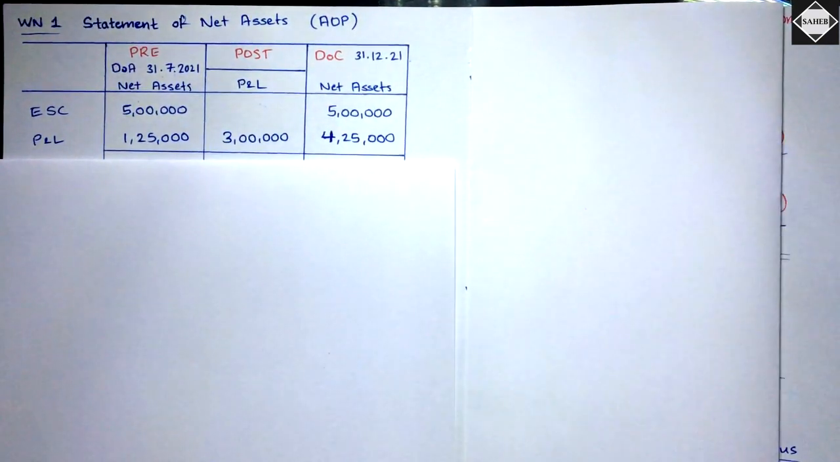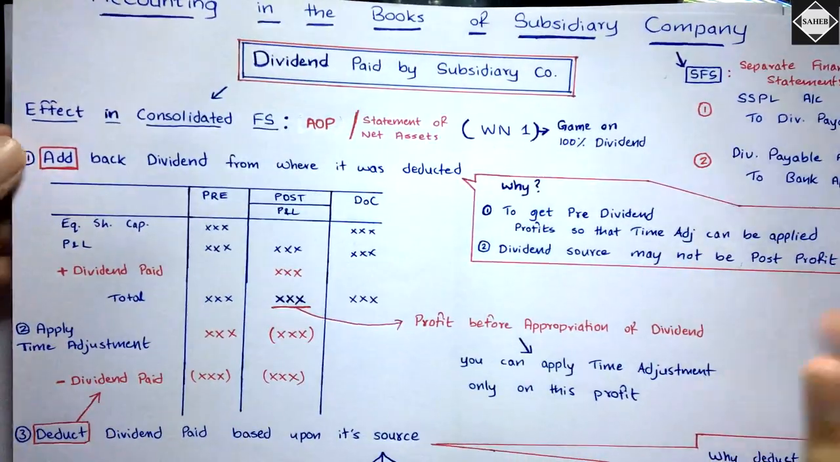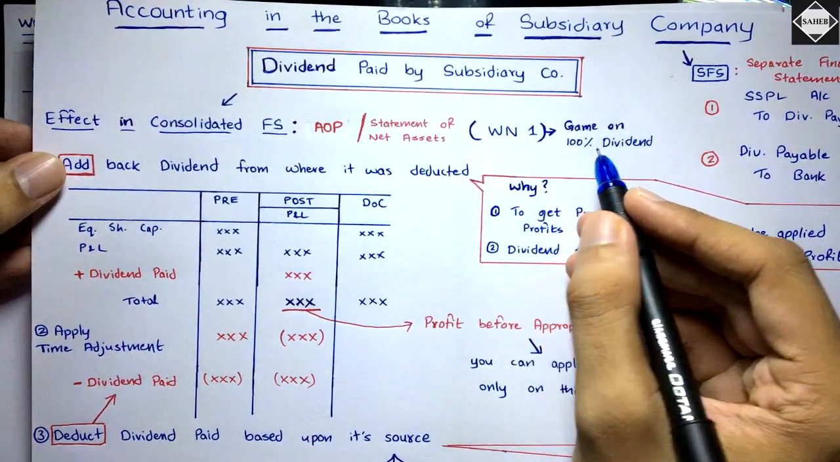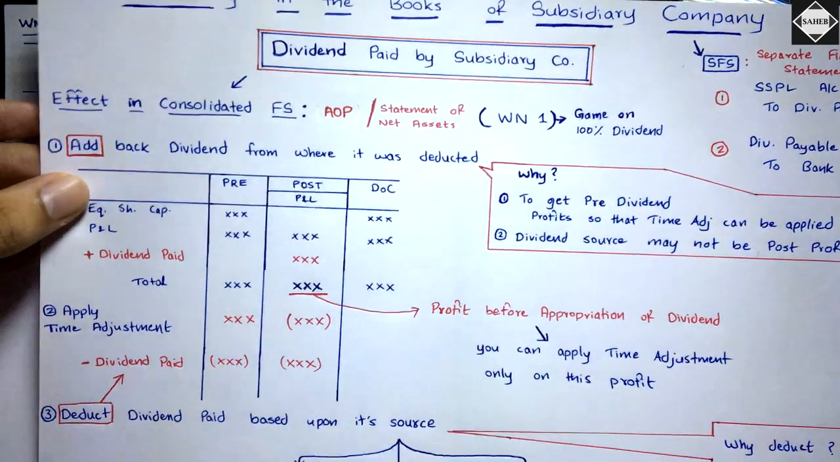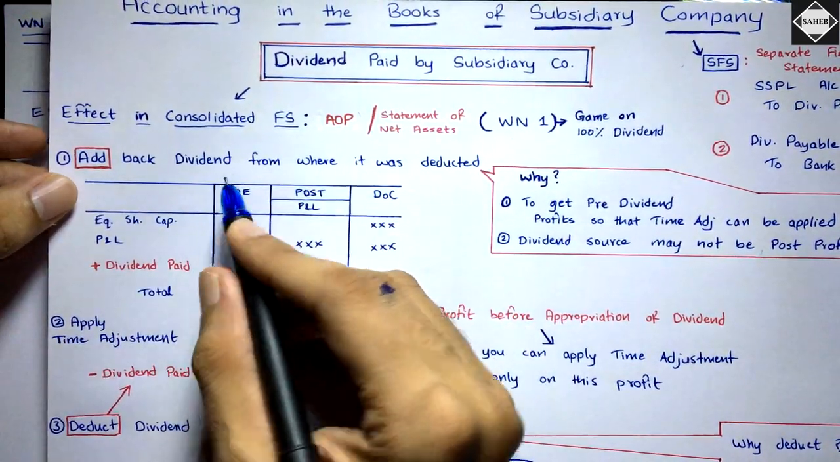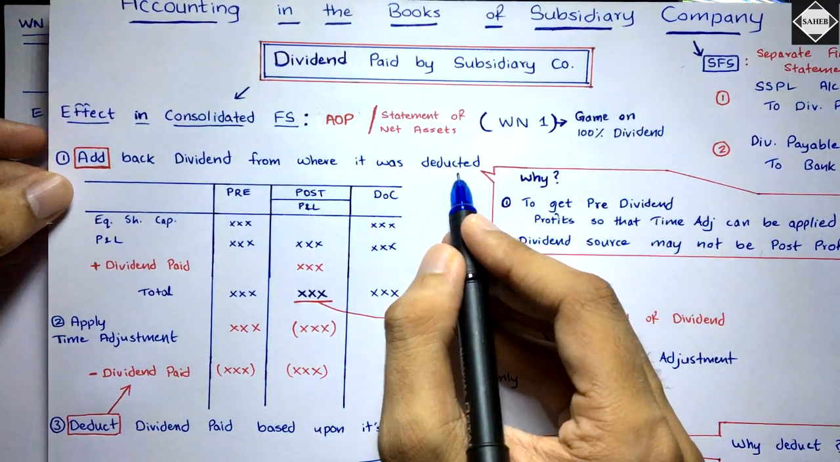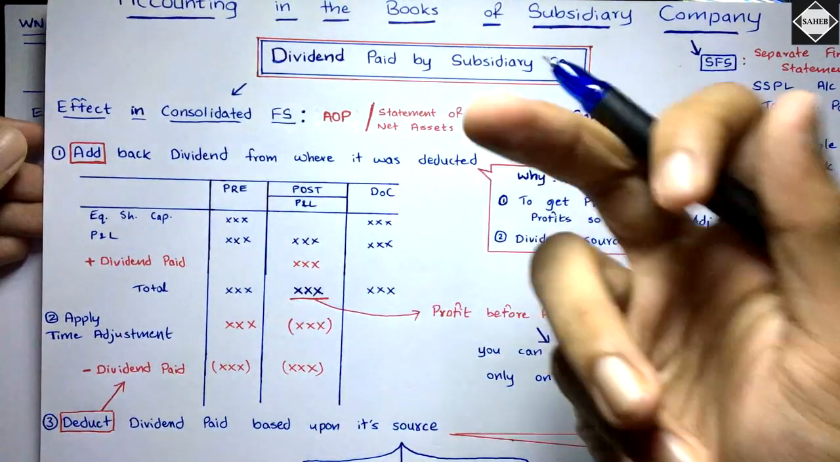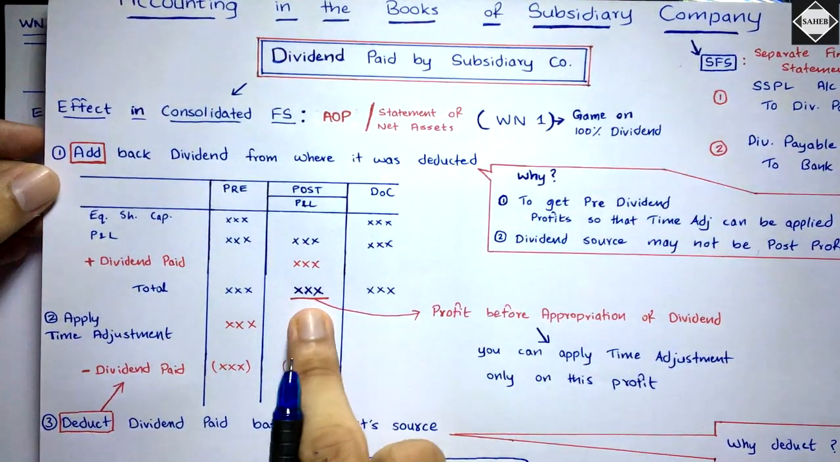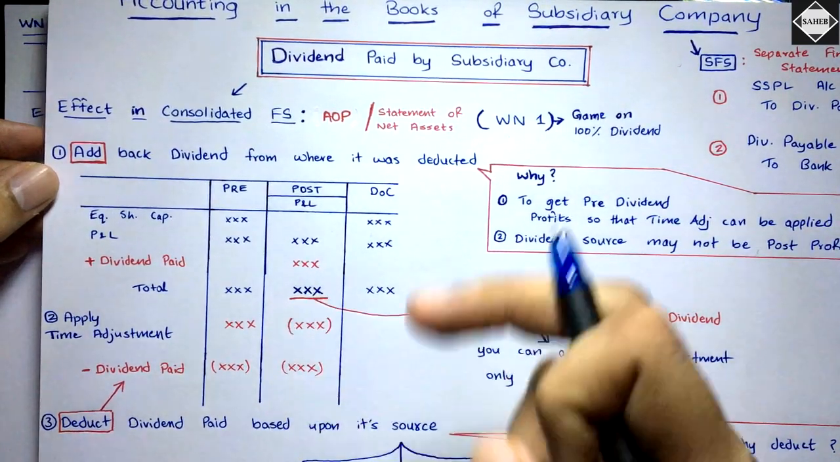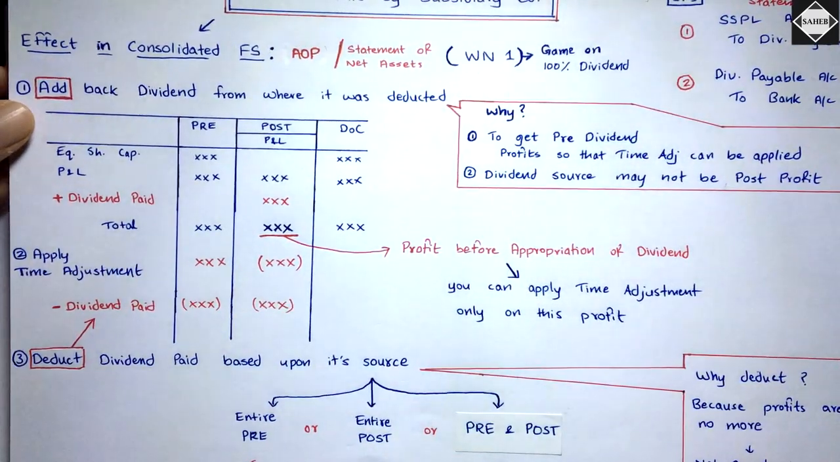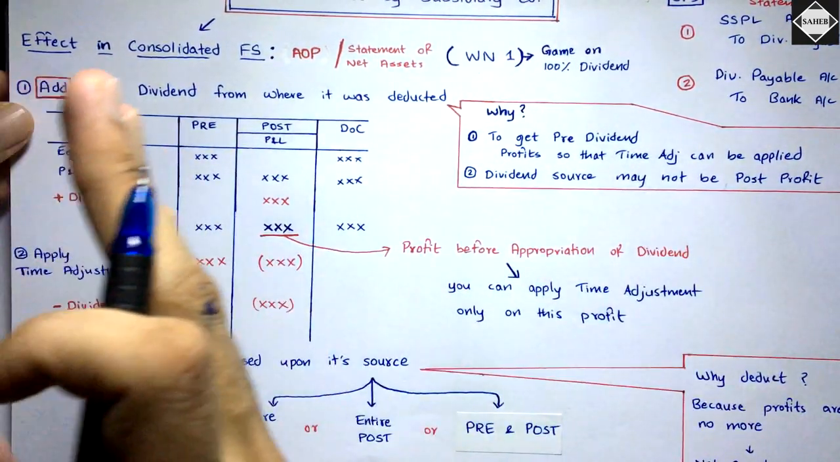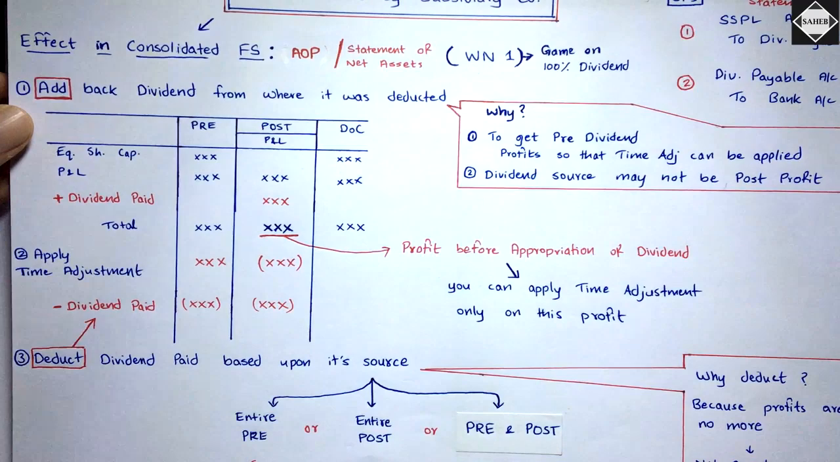Okay. So now what we do regarding the dividend in AOP, you all know that the AOP, analysis of profit, the first working note, plays the game on 100% dividend, entire dividend. Yes, we know that. What is the first step that we do? The first step we do is add back the dividend paid from where it was deducted, and usually from the post column. We always do it from the post column. We add the dividend paid to make the profits before appropriation of dividend, so that we can apply the time adjustment. You all know we can apply the time adjustment only on the profit which has been evenly earned throughout the year. So that is why we have to add back the dividend.